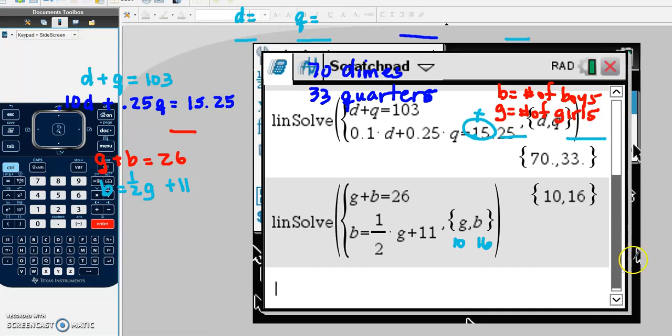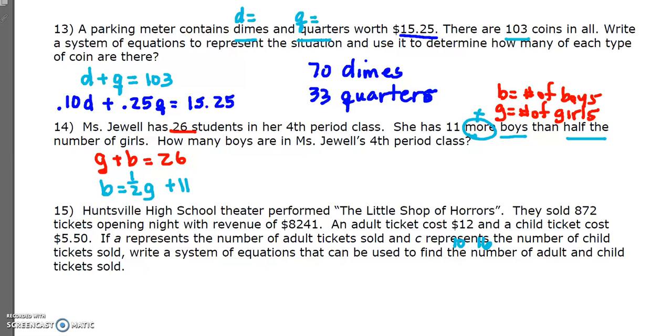So let's go back to the paper and see what they were asking us to find. So it asked how many boys were in Ms. Jewell's class. Okay, so remember 10 was the girls, so 16 boys. So we have 16 boys in Ms. Jewell's 4th period class.